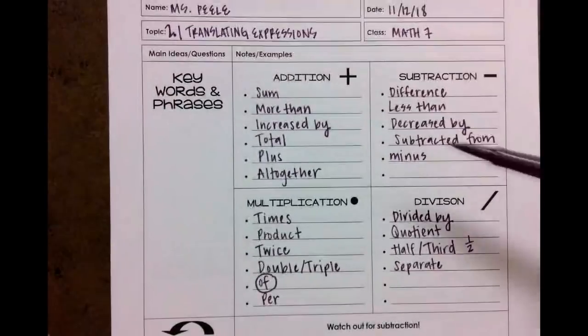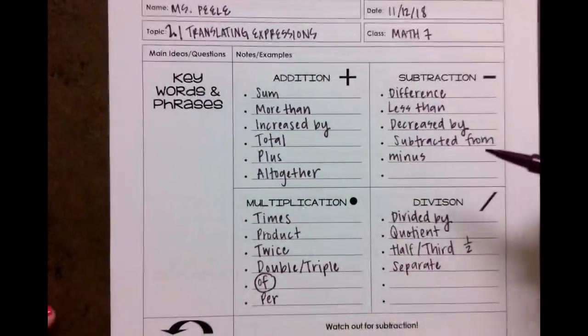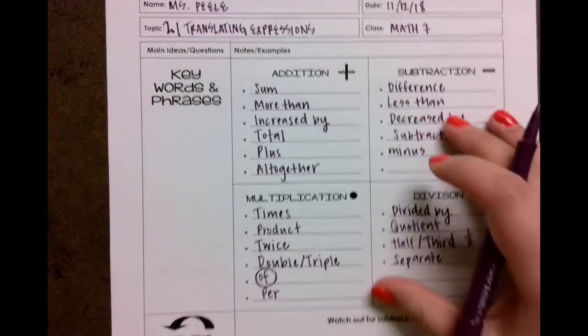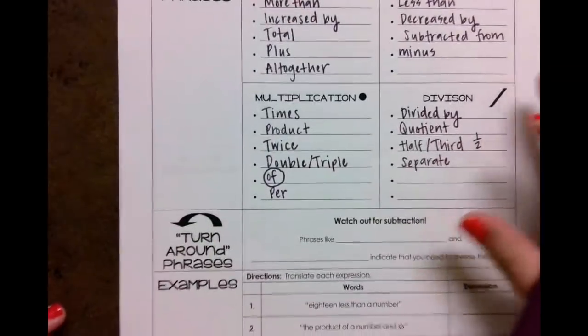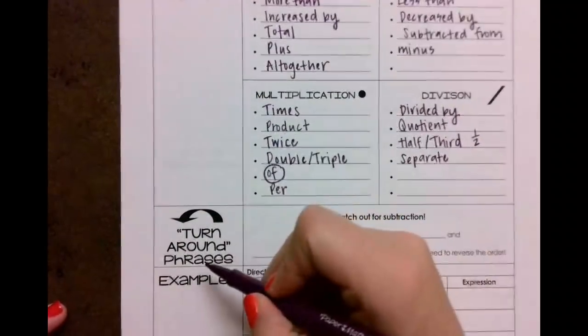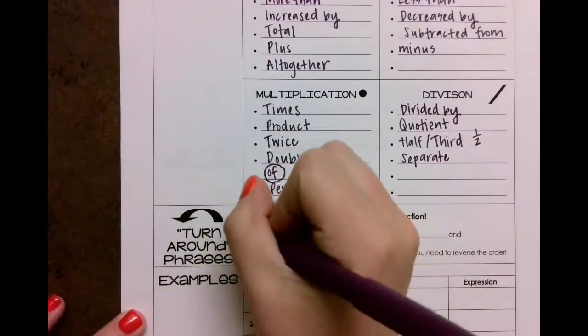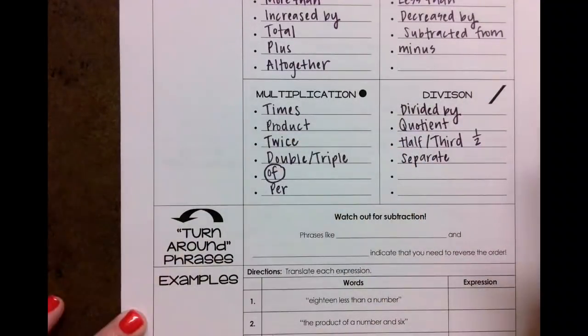So this is essentially a cheat sheet for you. You use this when you read word problems to give you an idea of what to do. It's going to help you. So I'm going to show you how that looks, okay? So, turnaround phrases. Turnaround phrases mean that we work backwards. We're going to go back to the way we started.